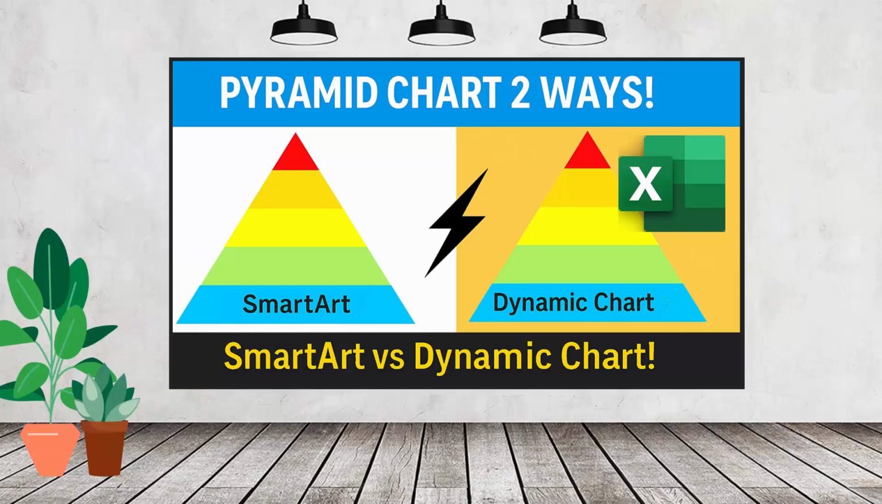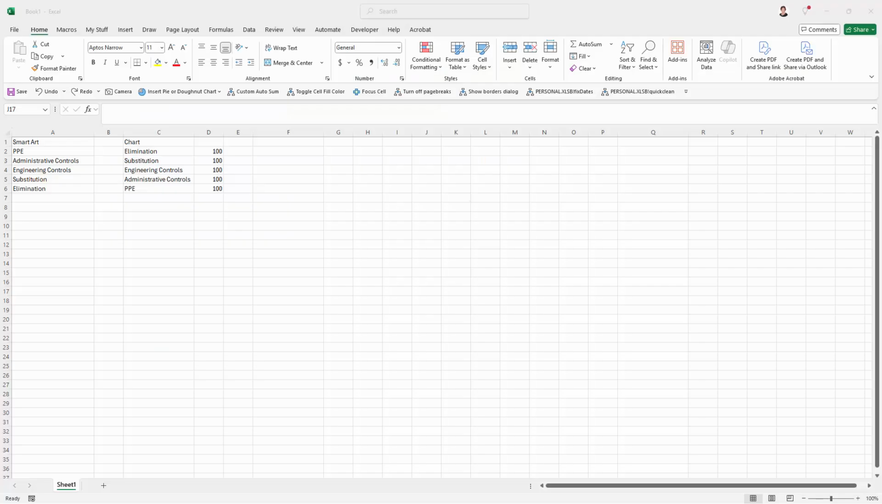Today we're looking at creating pyramid or triangle charts in Microsoft Excel, and we're going to do it two ways. We're going to do it first as SmartArt, and then we're going to look and see how we could do it as a dynamic chart. So I've started by entering my data here just so that it's clear what we're doing.